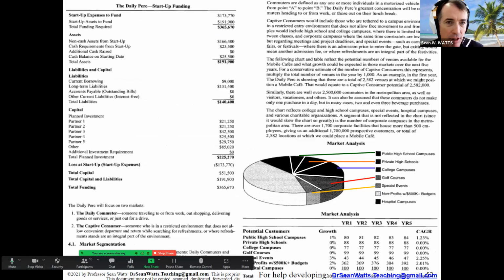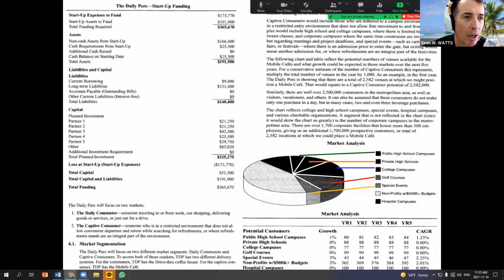More details about the startup funding. The idea of your assets, your liabilities, your owner's expenses, you're starting with a loss. How are you going to deal with that? Make sure that you have planned for your financing very carefully.